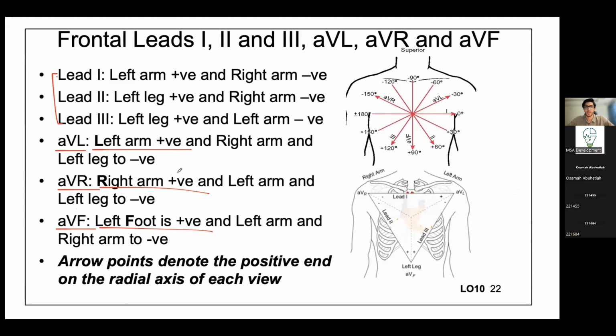I think this is kind of a mnemonic on its own because in AVL, the L is where the positive electrode is, and that's the left arm. In AVR, the R is where the positive electrode is, which is the right arm, and in AVF, the positive electrode is where the F is, the foot, and it's the left foot. This is how the electrodes are attached for these limb leads. We call them limb leads, L-I-M-B: AVF, AVL, and AVR. Also, they have positive electrodes and then they have negative electrodes, but I focus mainly on the positive electrodes.